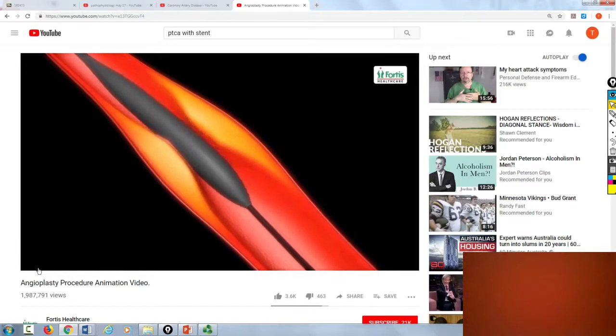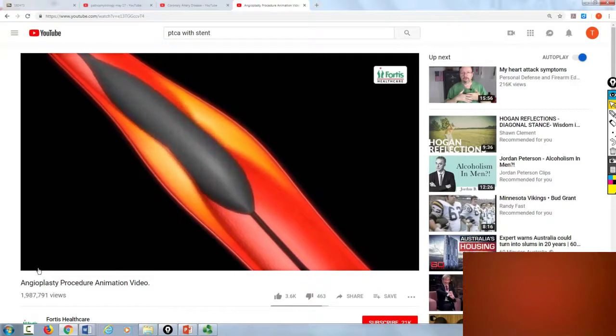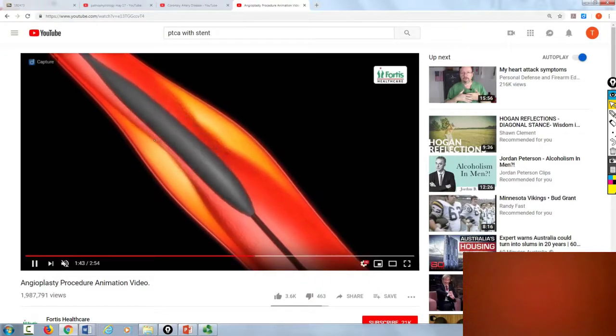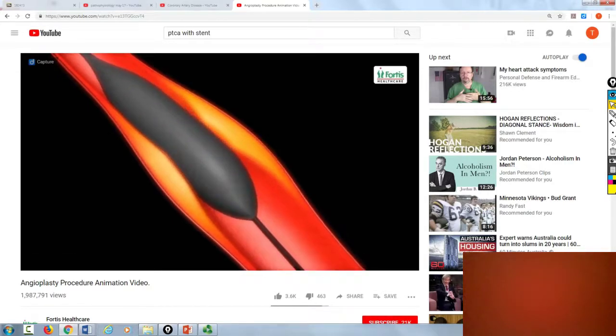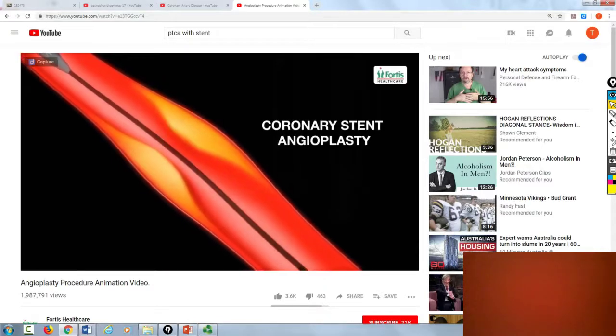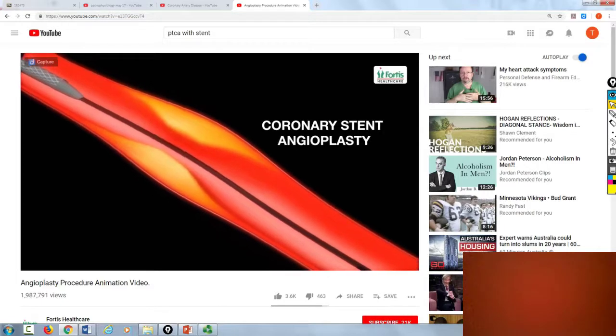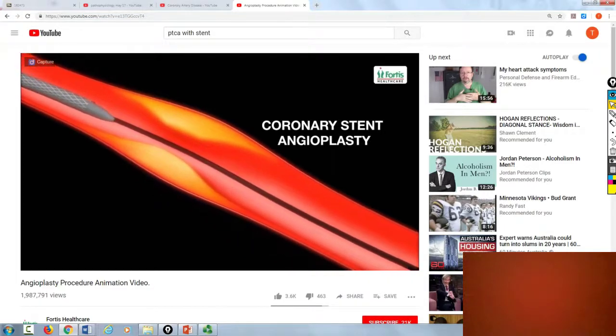And now what they're using is a stent. Basically, it almost looks like a little spring on a pen. And basically what happens is the stent is over the balloon, and then they will smash that plaque into it, and then the stent remains in place. So here's the video of it.